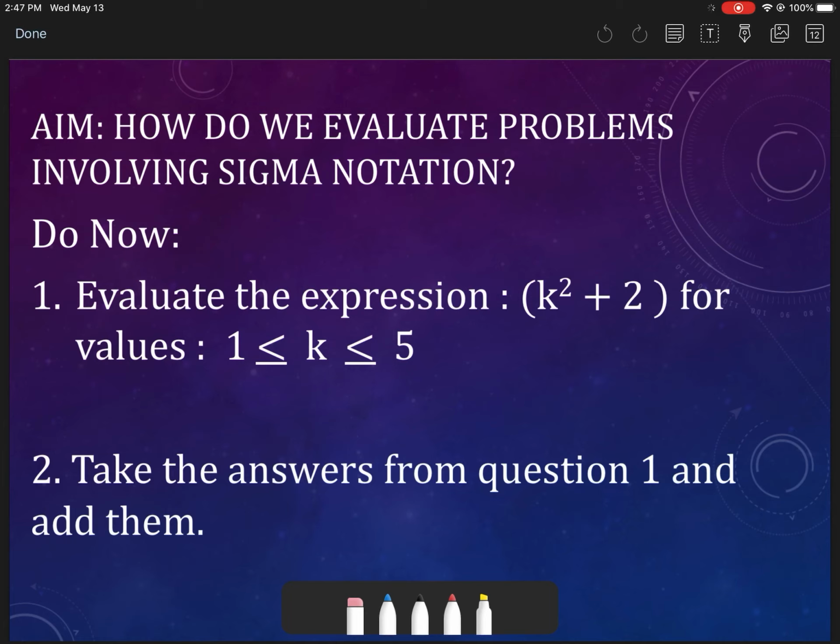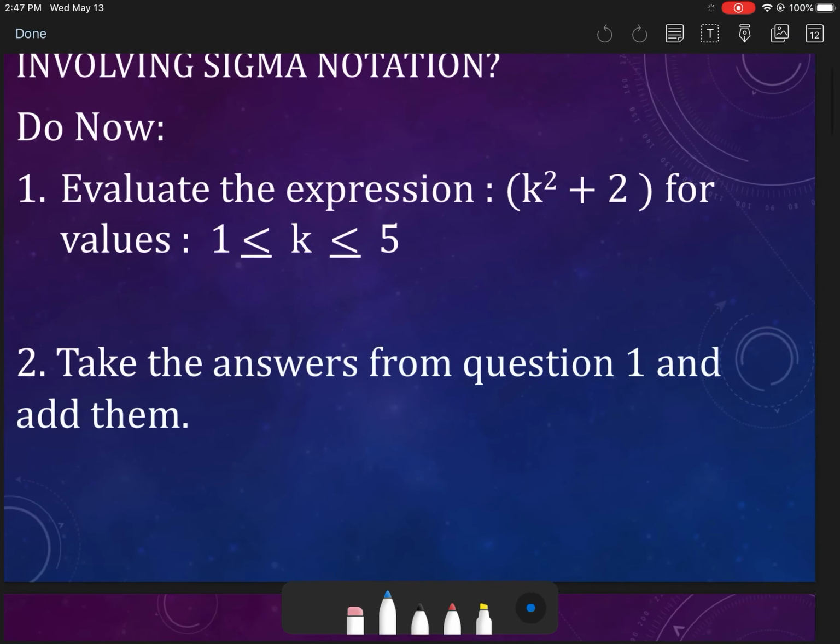Okay, so all that is really just plugging in the values 1 through 5, replacing k with those values. Okay, so let's take a look here. Hopefully my Apple Pencil is not dead. Give me 1 second. Okay, so let's replace k with 1.